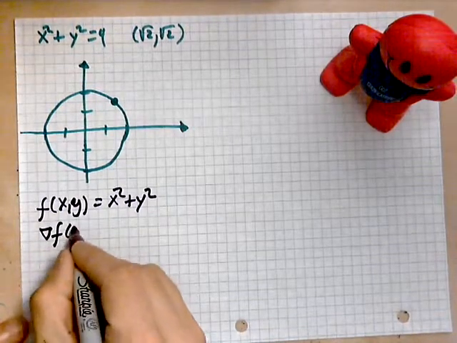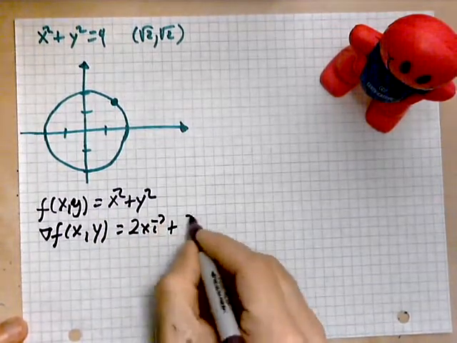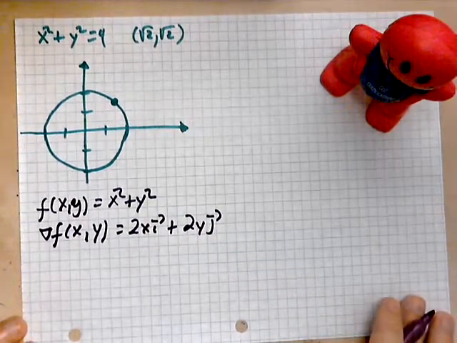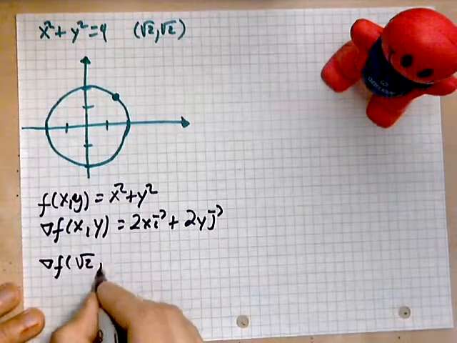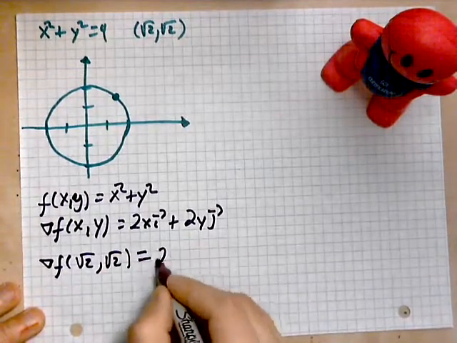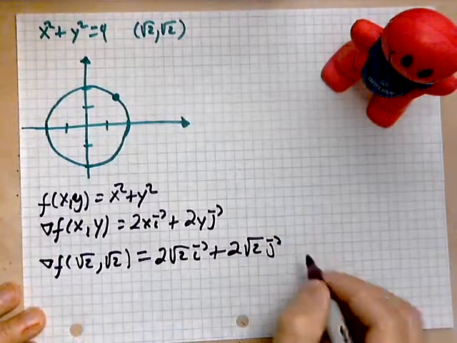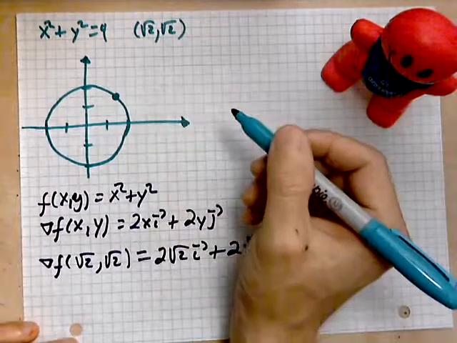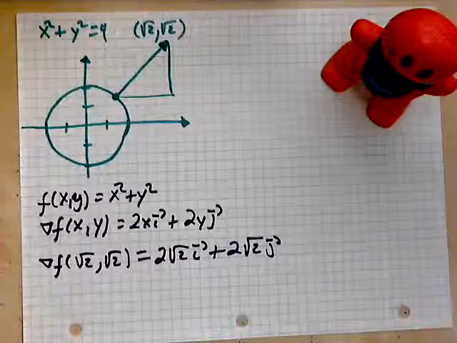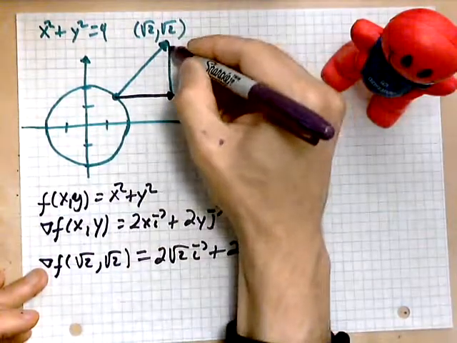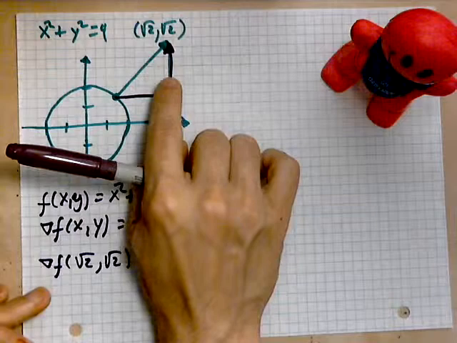Now form the gradient by taking the partials with respect to each variable. So the gradient is 2x i plus 2y j. Evaluate the gradient at the point root 2, root 2. Putting root 2 and root 2 into the gradient vector gives 2 times root 2 i plus 2 times root 2 j. So this is the actual gradient at that point, so we may sketch it now roughly. It's quite big actually. These are the components of the gradient, that is the gradient, okay? This is the x component of the gradient, and this is the y component of the gradient. This is the rate of change at this point in the x direction, and this is the rate of change at this point in the y direction.